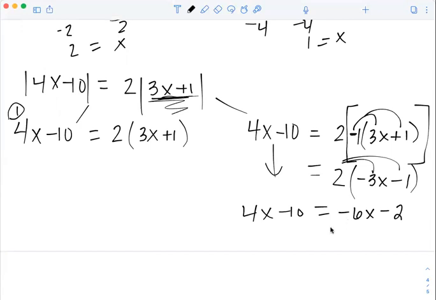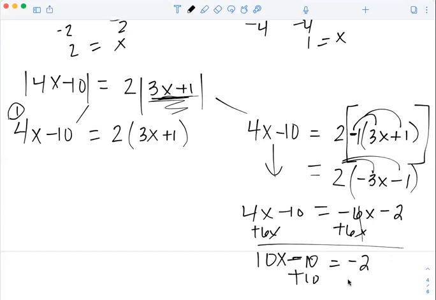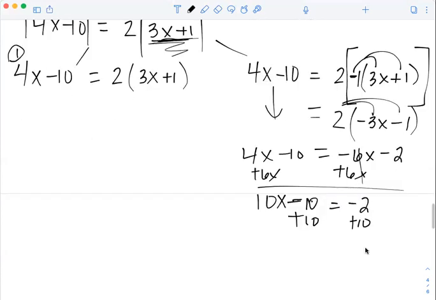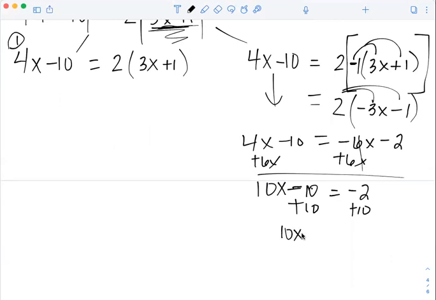So solving for x from here. Add 6x, and we have 10x minus 10 equals -2. Add 10. We get 10x is equal to 8. Divided by 10, x is equal to 4/5. And if we go back and check, that is our answer.